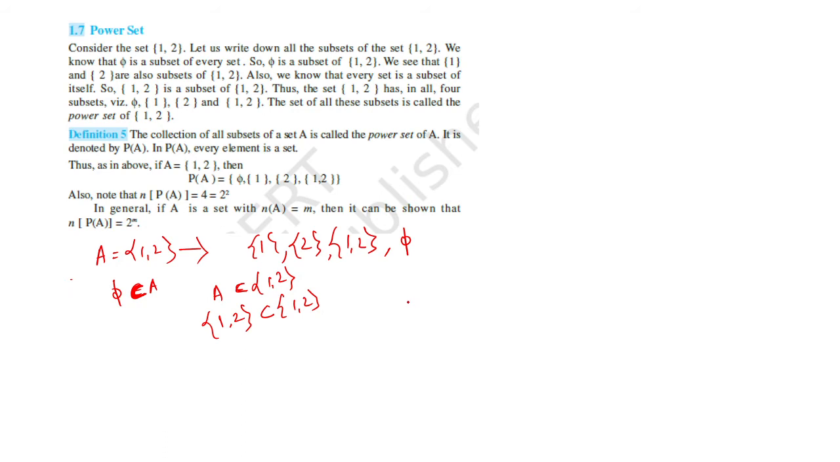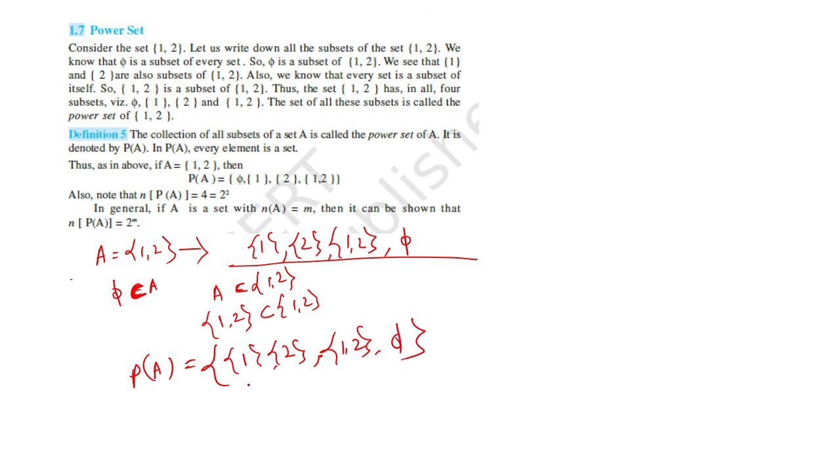So it is a subset of itself. Now if you take a set which contains all the subsets of A, then that will be called the power set of A. What is the power set of A? You are asked to take all the subsets of {1, 2}. All the subsets of A. So this is the power set of A.